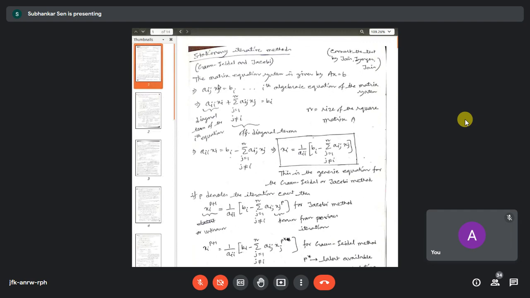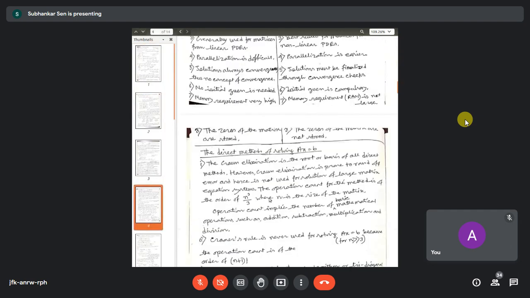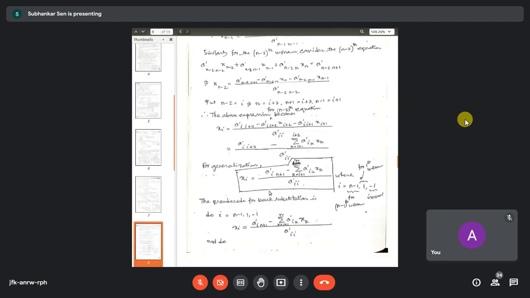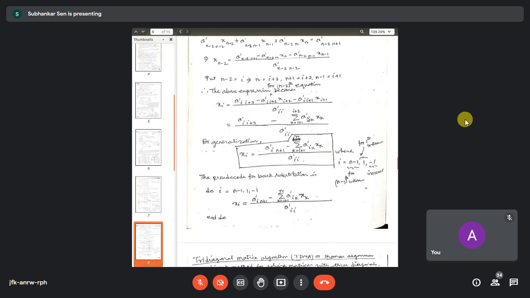a_ij x_j. This thing is important. So that thing you can use here again. So a_ij x_j, a_ij x_j. So a_ij and x_j terms you are taking the summation. So summation you are taking from i+1 up to i+2 here.